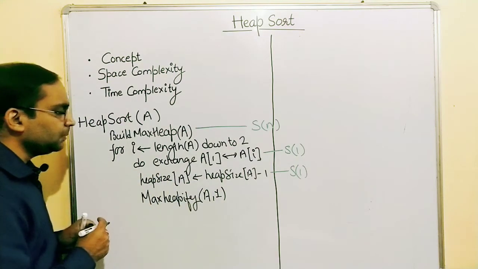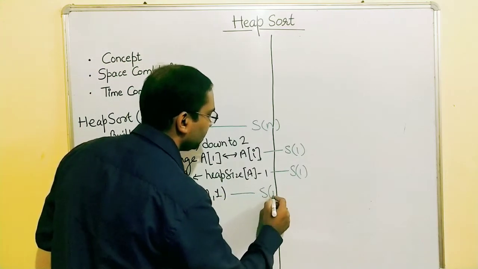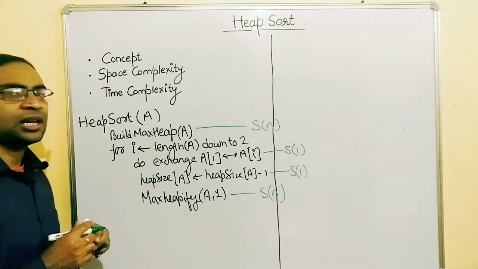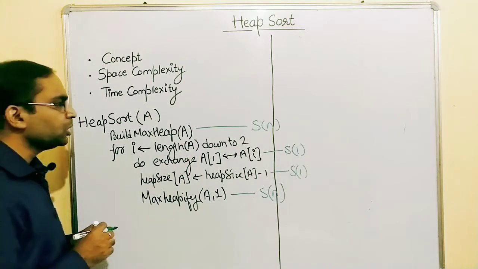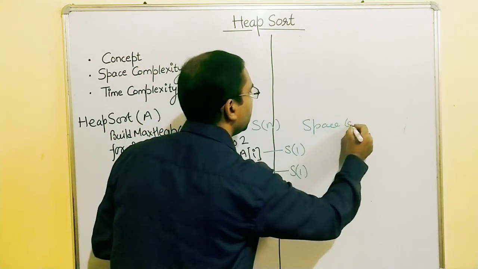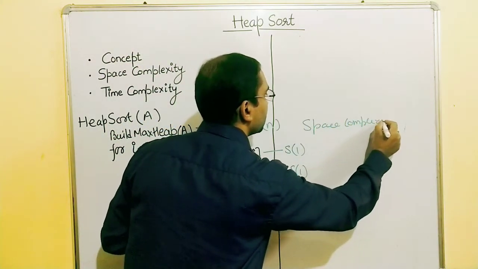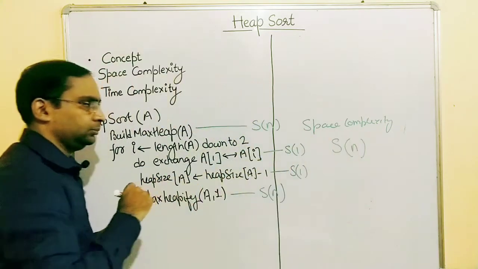And next is the max heapify. So max heapify, again it will take the space of order n. So the space complexity of this heap sort comes to be of order of n. So we can say that the space complexity is of order of n for the heap sort.